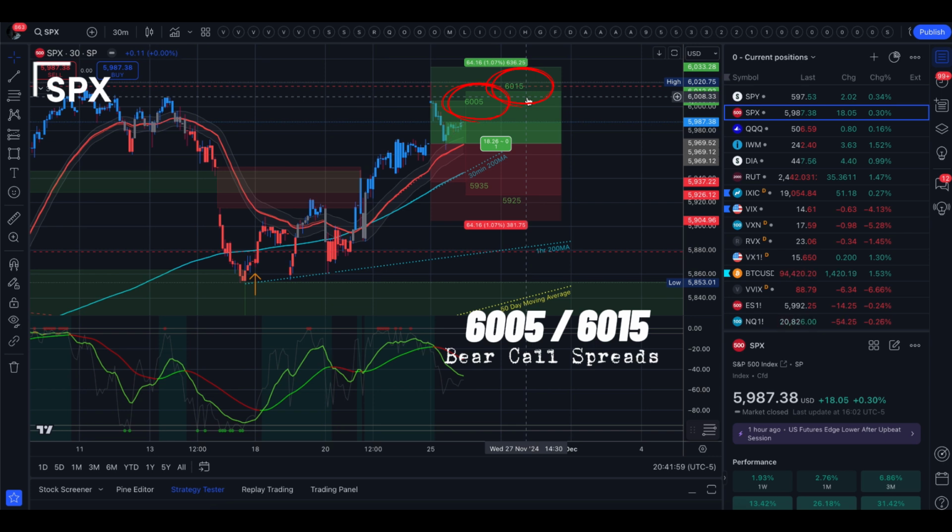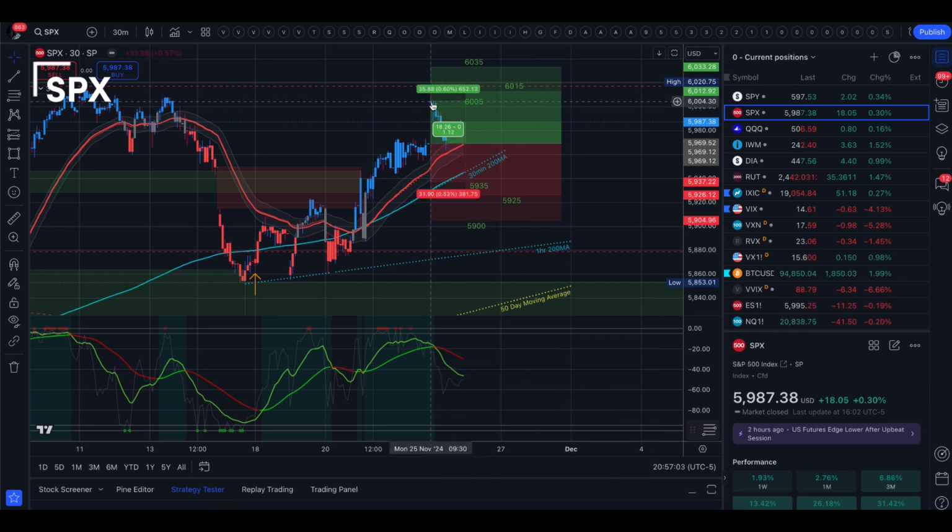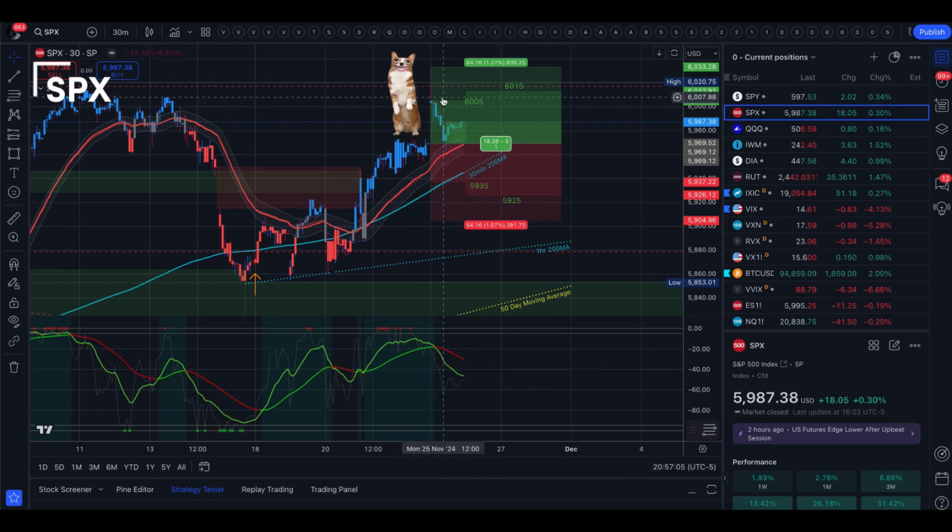My orders on this are always $3.50, and that comes with a risk of $650, or $6.50. And then the next order is $4.50, so a 450 win with a 550 risk. And then that third order is $5.50 with a risk of 450. So every day, those are my 3 orders. Today, all 3 of those orders filled.